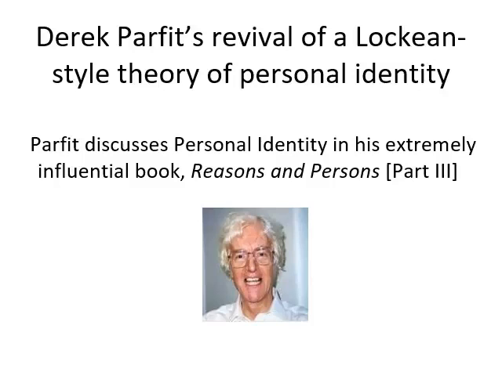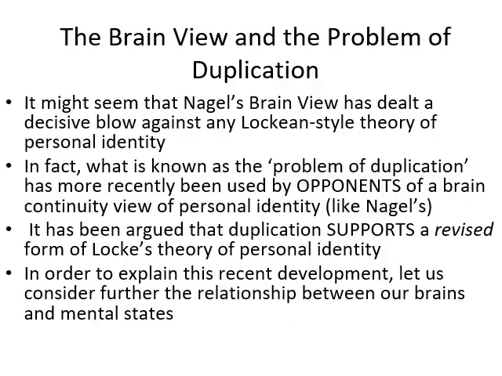But that looks problematic given what we've been saying, doesn't it? Shall we have the next slide, please? Thank you. It might seem that Nagel's brain view has dealt a decisive blow against any Lockean style theory of personal identity, because he agrees with all the criticisms made by Butler and Reid, except that the I is immaterial; it's material.